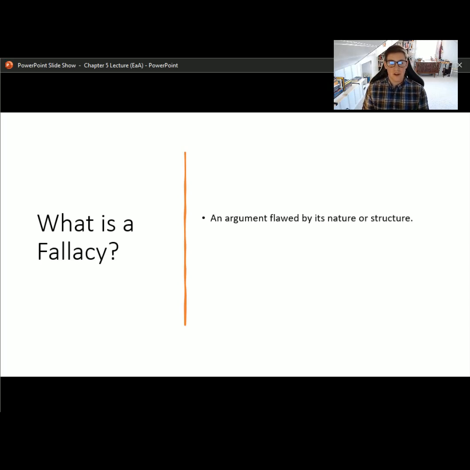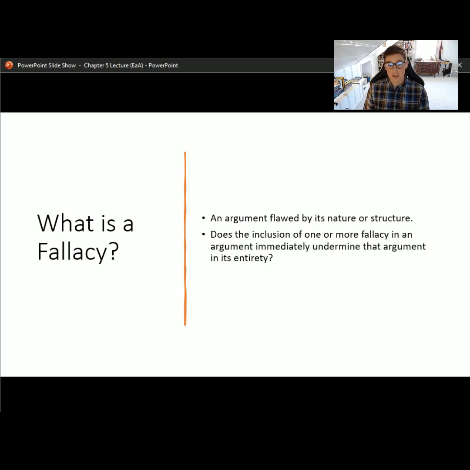So what is a logical fallacy? A logical fallacy is an argument that is flawed by its nature or structure. Pretty simple. So the very structure, the foundation of the argument is flawed, and that could be for any reason. And we'll go over some of those different reasons as we go through this. But I want you to think about, just for a second, does the inclusion of one or more logical fallacy in an argument immediately undermine that argument in its entirety?